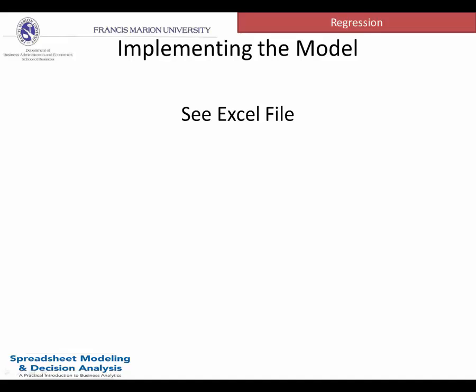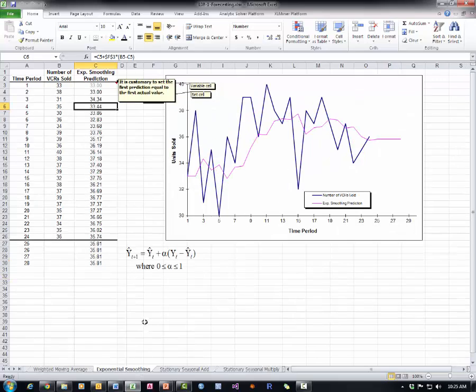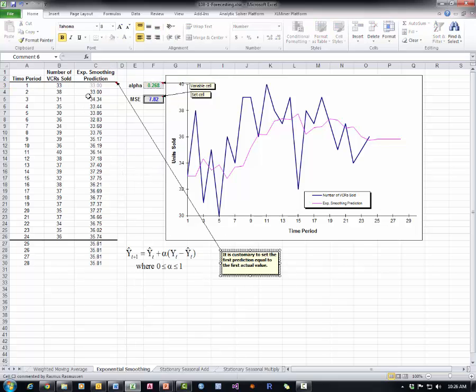So we can look at the implementation of the model. Let's go and take a look at the Excel file. So here we're going to look at the Excel file for exponential smoothing. It's customary to set the first prediction value equal to the actual value. So you can just go ahead and put this equal to the actual value. You're going to have a variable called alpha. You can start off at 0.5. That's kind of normal to start off. And then you're going to implement the formula.